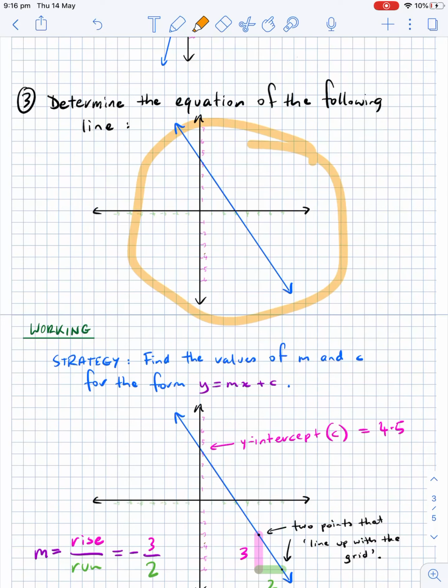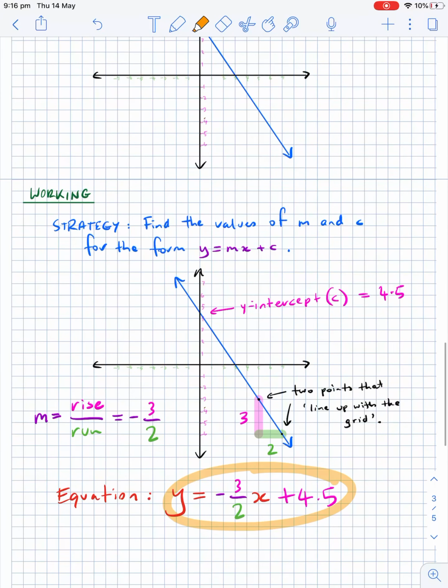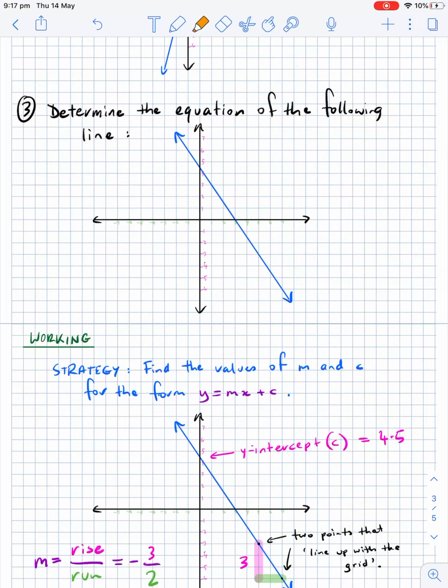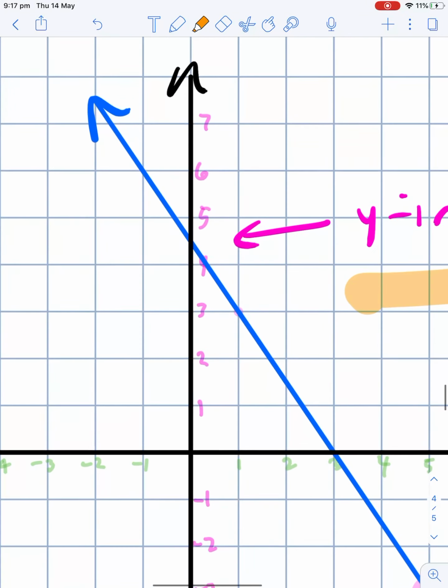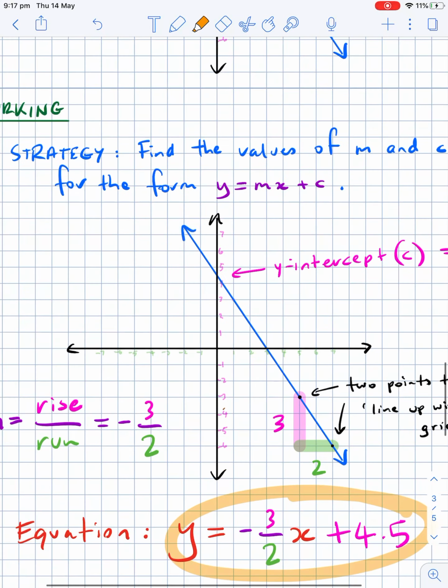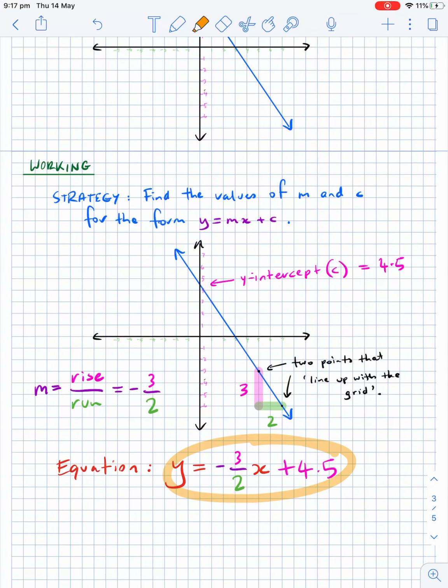So we can see this line, we want to figure out what is its equation. The way to do this is to find the values of m, the gradient, and c, the y-intercept, for the form y equals mx plus c. We can literally put in our gradient and y-intercept into this equation, and we get the equation that we're after. Okay, so let's have a look at our line. We can see that the y-intercept, c, is going to be right there, which is 4.5. It's between the 4 and 5. And so that's going to be 4.5 as our c.